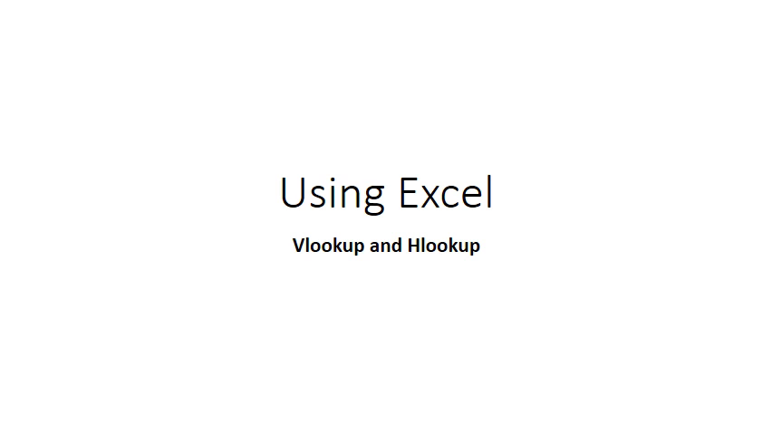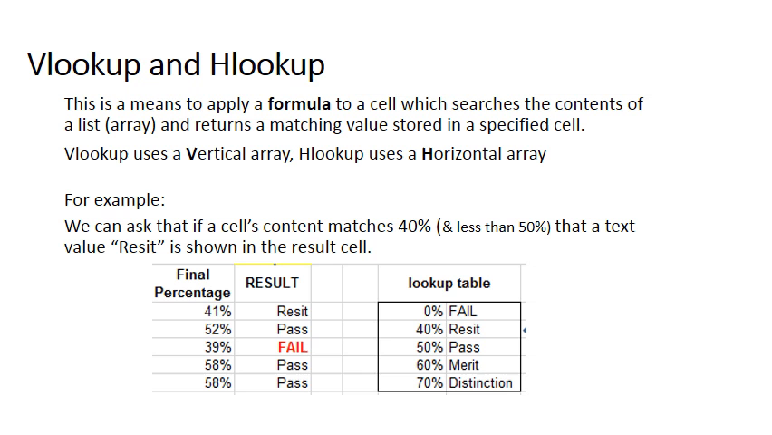Using Excel, VLOOKUP and HLOOKUP. The VLOOKUP and HLOOKUP functions are a means to apply a formula to a cell, which will search the contents of a list, called an array, and return a matching value stored in a specified cell location. VLOOKUP uses a vertical array, a list in columns. HLOOKUP uses a horizontal array, a list in rows.